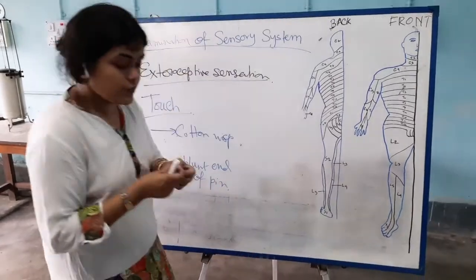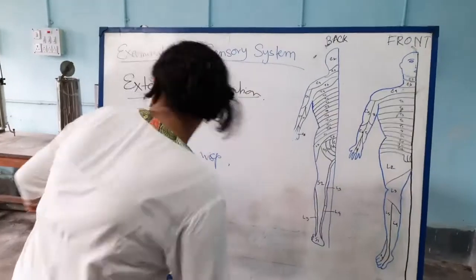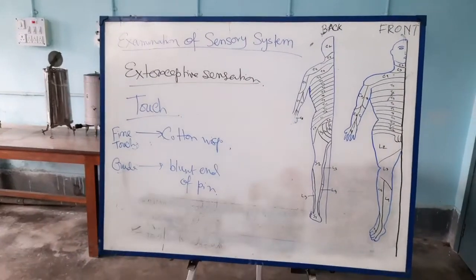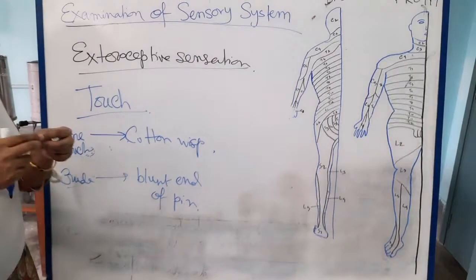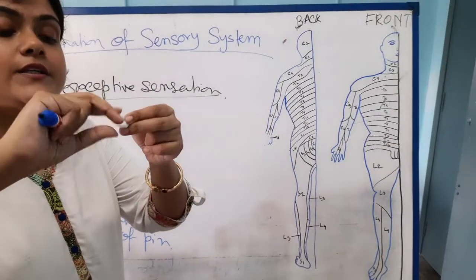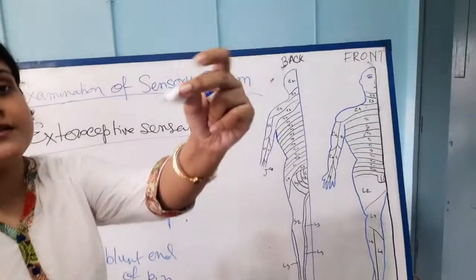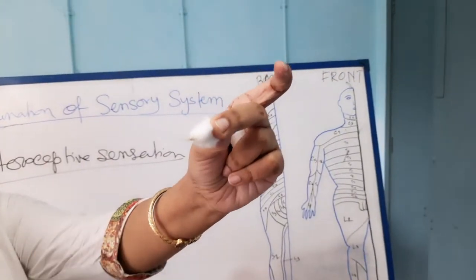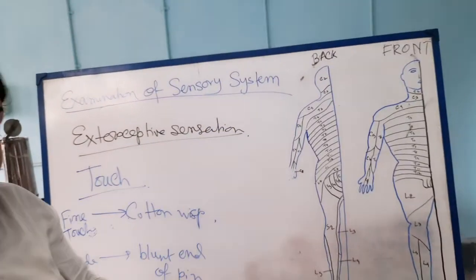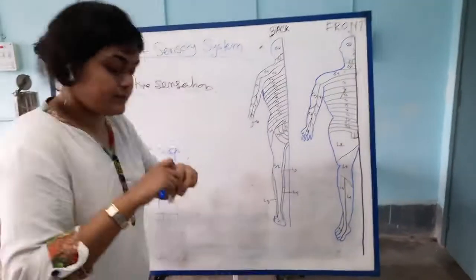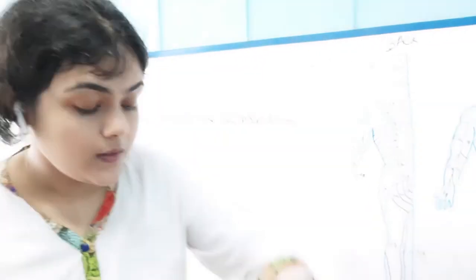So for true touch, the blunt end of the pin. What is cotton wisp? Just take a ball of cotton, roll one side that way and make it a cotton wisp. So this is the cotton wisp for excitation of fine touch, and the blunt end of the pin for excitation of true touch.